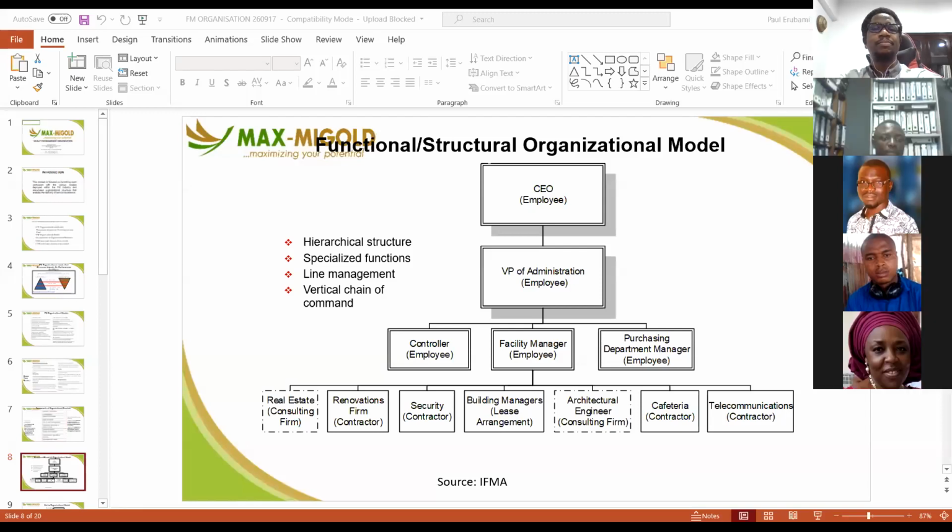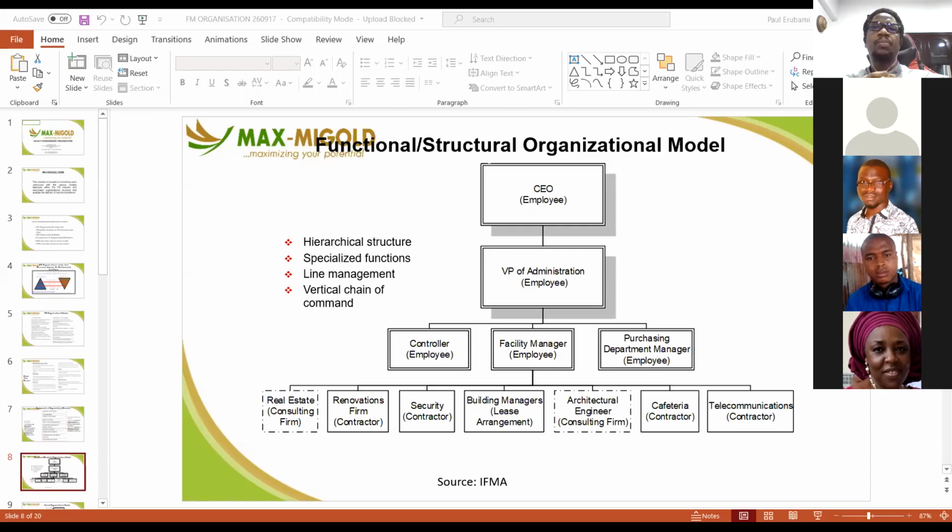All right, so let's look at a functional, structural organizational model. A top-down organizational model, where the generalist is at the top, and as it comes down, it gets more and more specialized until the most specialist is at the bottom. If you look at this sample structure, you will see the CEO.